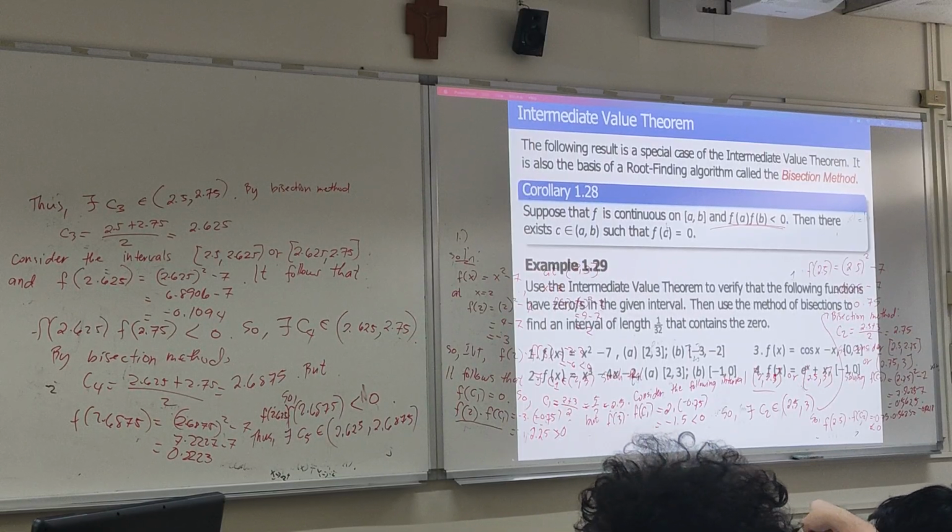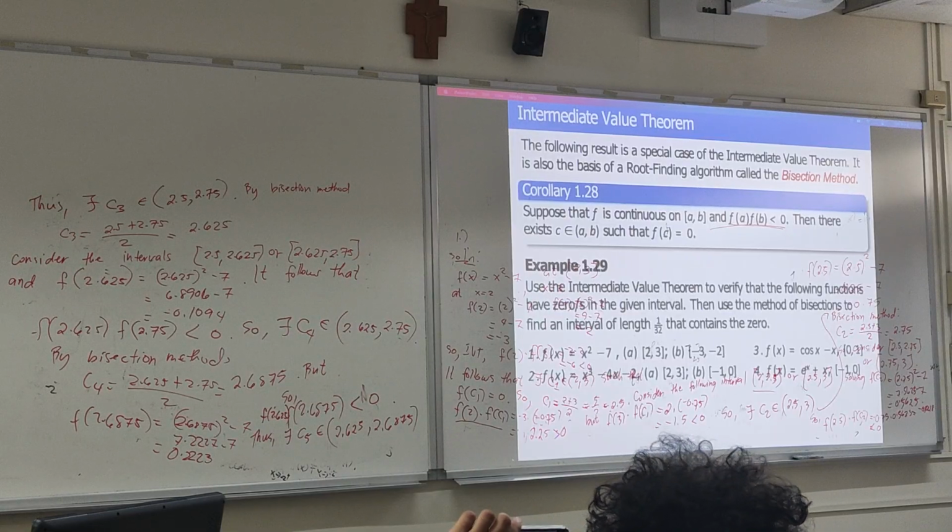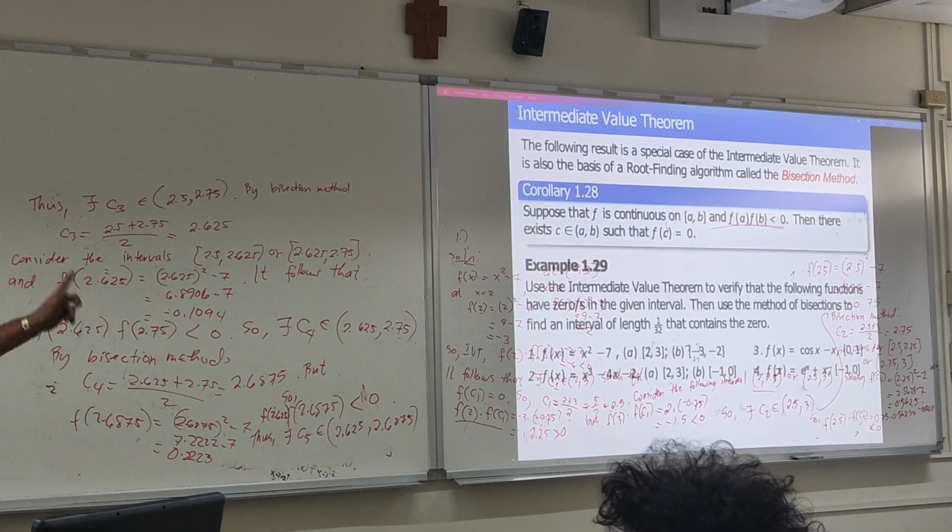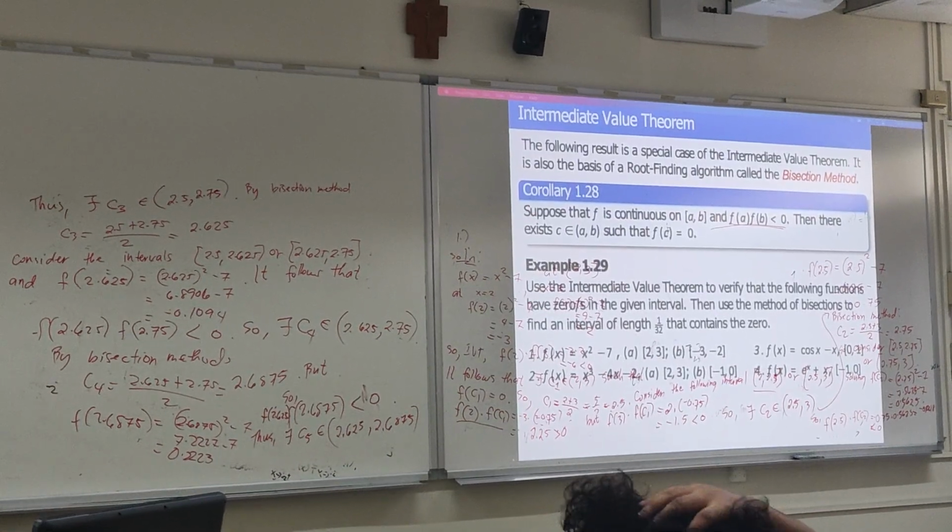C6 we won't be able to get that. We're just trying to find the interval, so you just have to do this 6 times. We use the bisection method to find the interval. For this given interval, you can find a number for which F of C equals 0, with a length of 1/32.